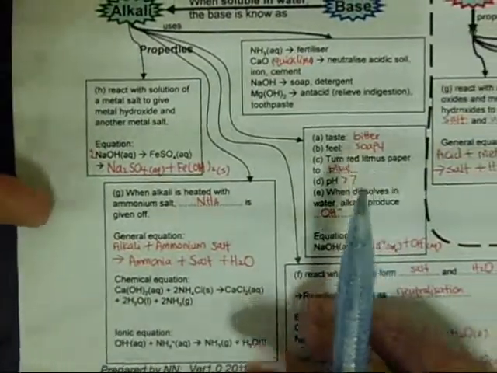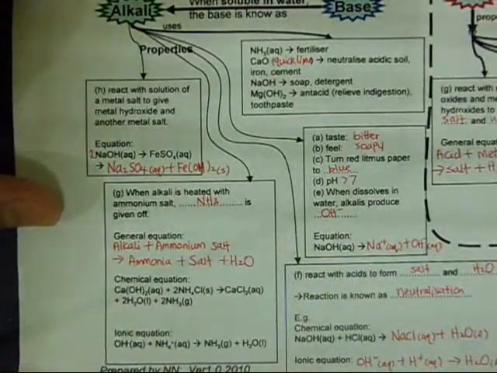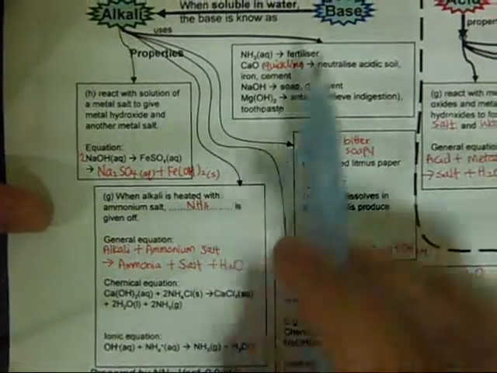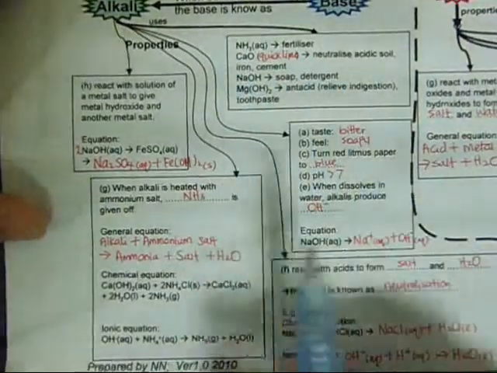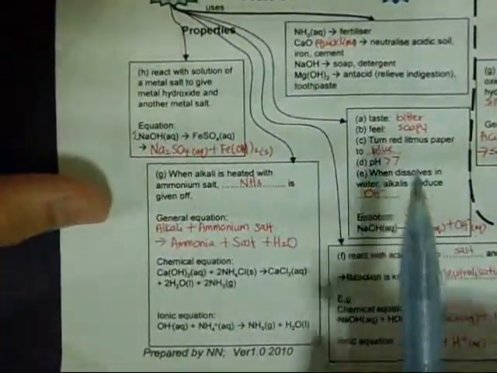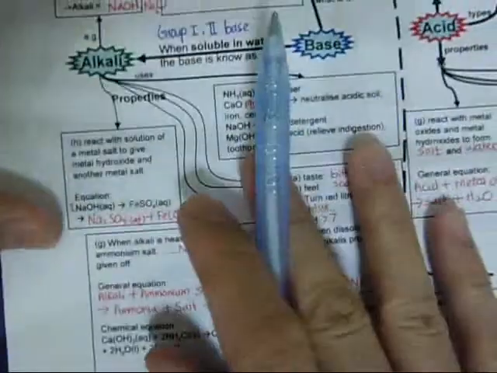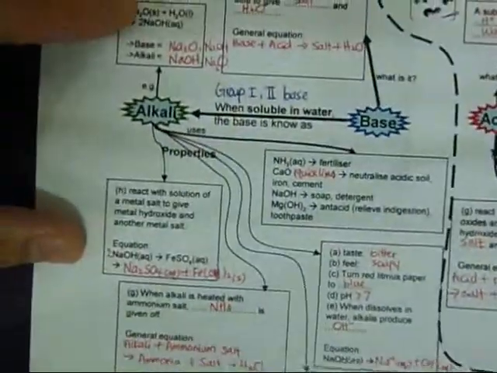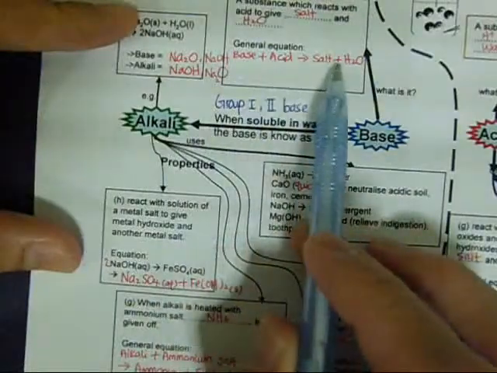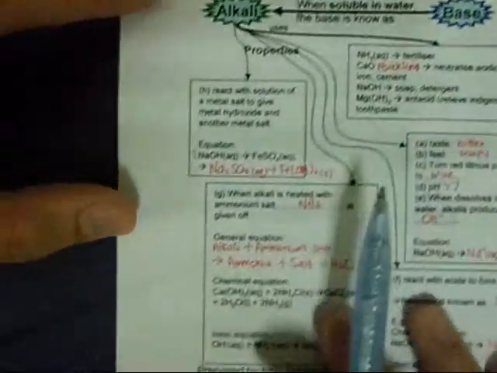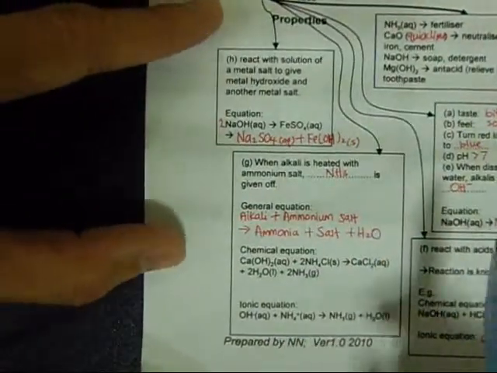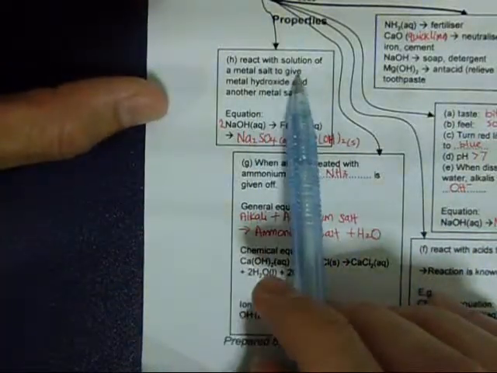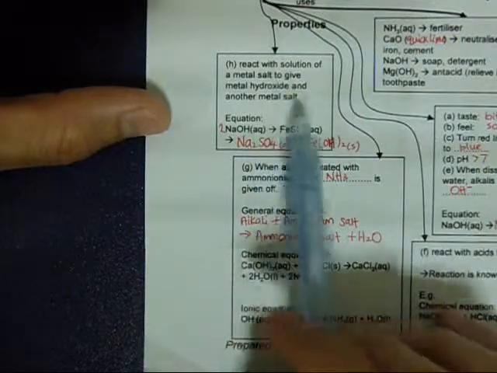Now let's look at the chemical reactions that involve alkali and base. Basically it's alkali first. For base, it's just reactions involving base. Basically it's base plus acid gives salt and water. So for alkali, the first one is to react with a solution of a metal salt to give metal hydroxide and another salt.